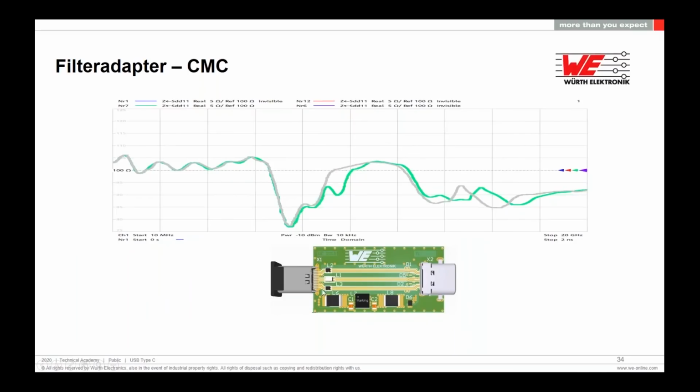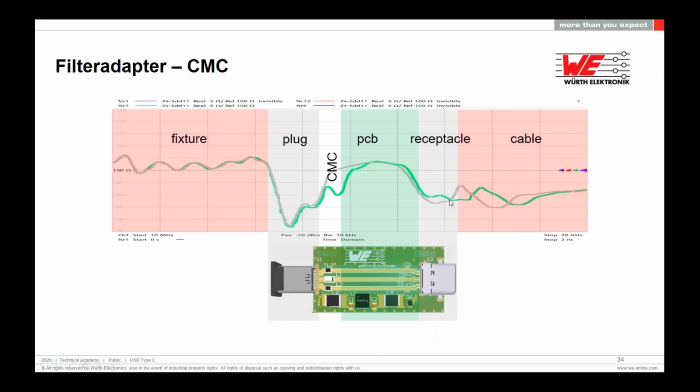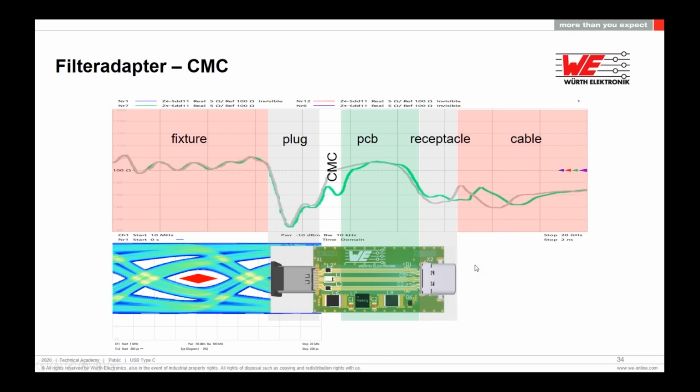Now we insert the combo chokes here. We have the same test fixture, no difference. The cable, we have a little bit of shift in the resonance due to the stray inductance of this, but it's not important. The plug stays the same. With the combo choke, we came even a little bit closer to the 90 ohm here, which is okay. And the rest is also nearly the same due to the stray inductance of the chokes. It's a little bit different, but not much. And important, the eye diagram stays clean.